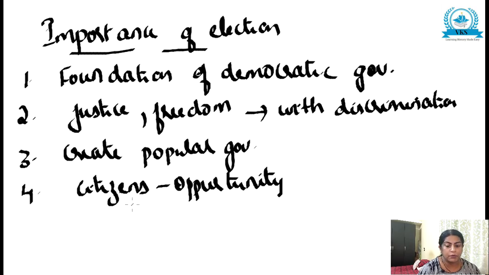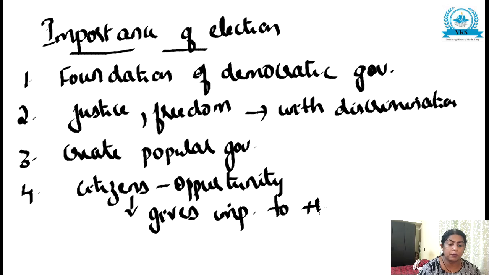So here it gives an opportunity for the citizens, and it shows the importance, it gives importance to their opinion in forming a government. So citizens' self-respect and dignity is enhanced when they are given a chance in voting, a chance in election for voting.